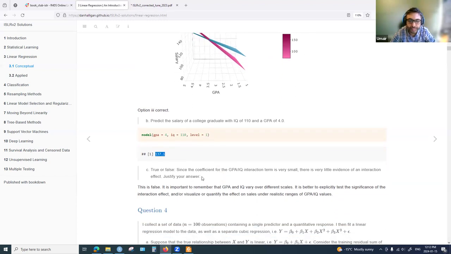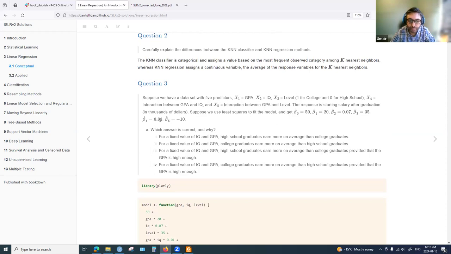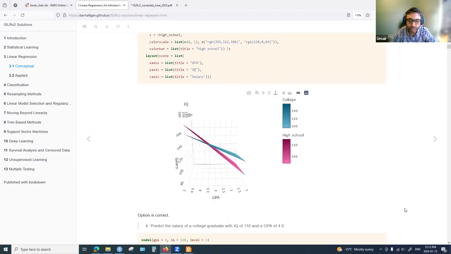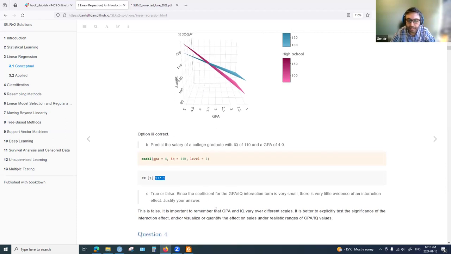Next, true or false: since the coefficient for the GPA and IQ interaction term is very small, there is very little evidence of an interaction effect. Justify your answer. If we only look at the coefficient value, which in this case is 0.01, that in itself doesn't tell us anything about the effect other than that it's positive, because the scale can change depending on the units of the variables. GPA and IQ have different scales, and so that small absolute value doesn't mean that it's not important.